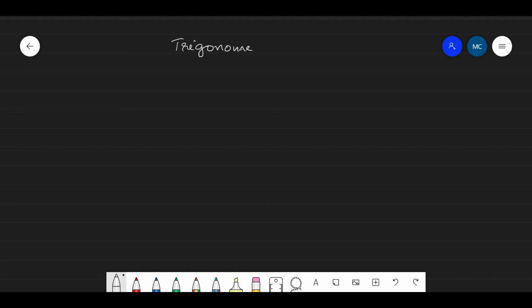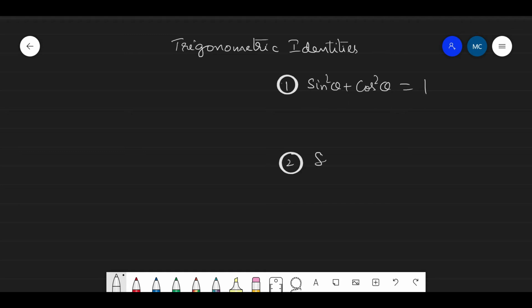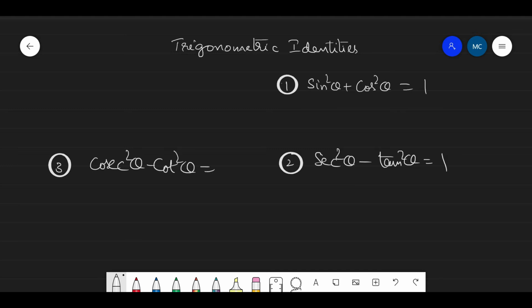Trigonometric identities. In trigonometry, we have three identities. The first one is sine square theta plus cos square theta is equal to 1. The second one is secant square theta minus tan square theta is equal to 1. And the third one is cosecant square theta minus cot square theta is equal to 1.